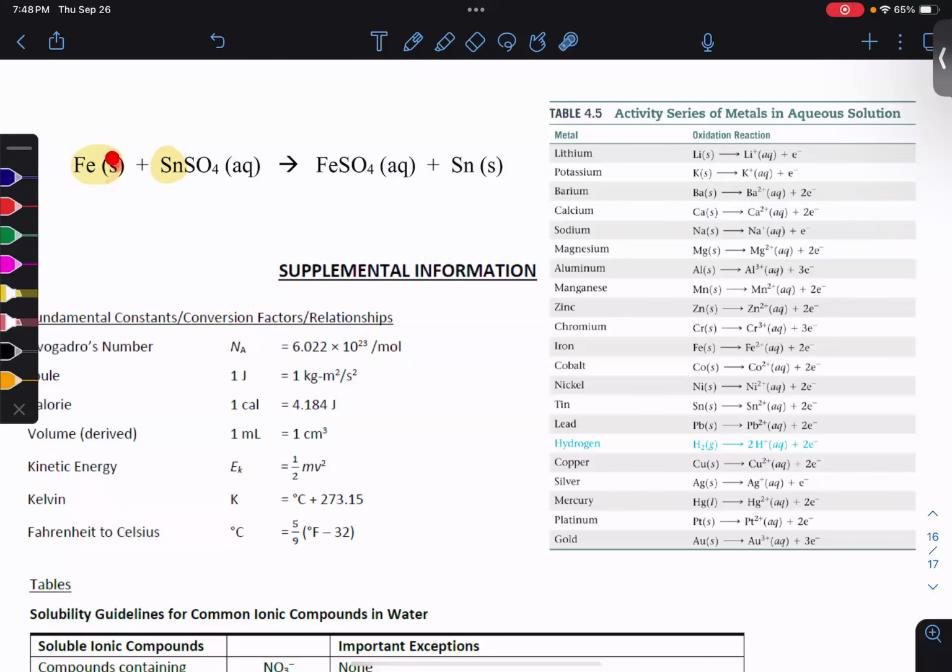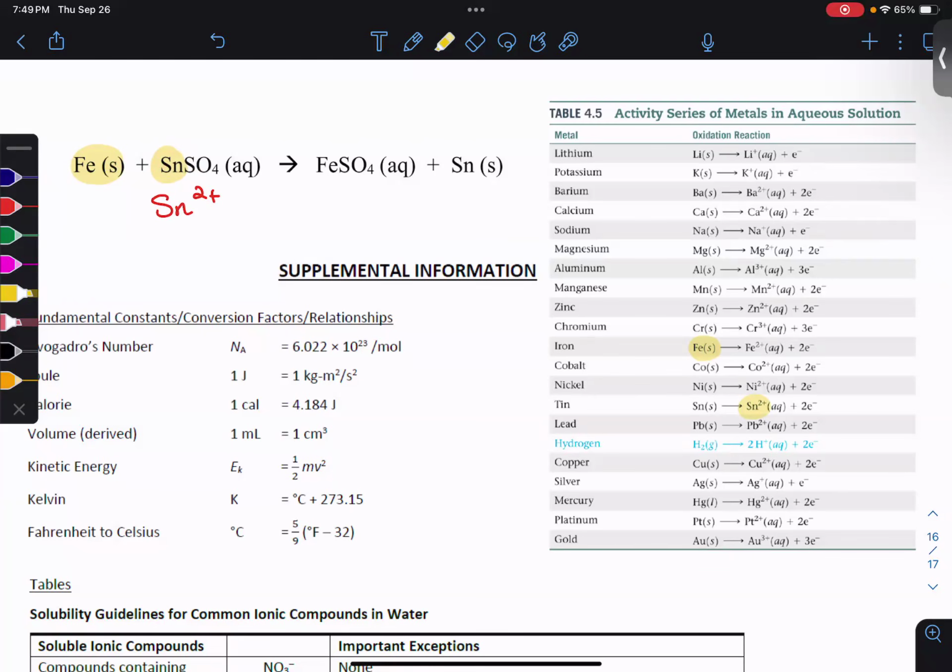So we locate where iron solid is. It is right here. Notice I highlighted the species exactly, iron solid. Then we locate tin, but notice this is a tin cation, technically tin 2+. So where is tin 2+? It's right here. So does a reaction happen? Yes, because the metal is above the cation.